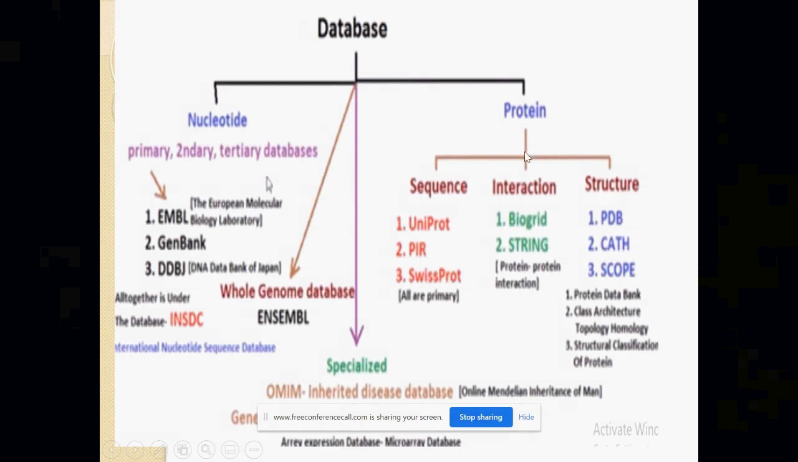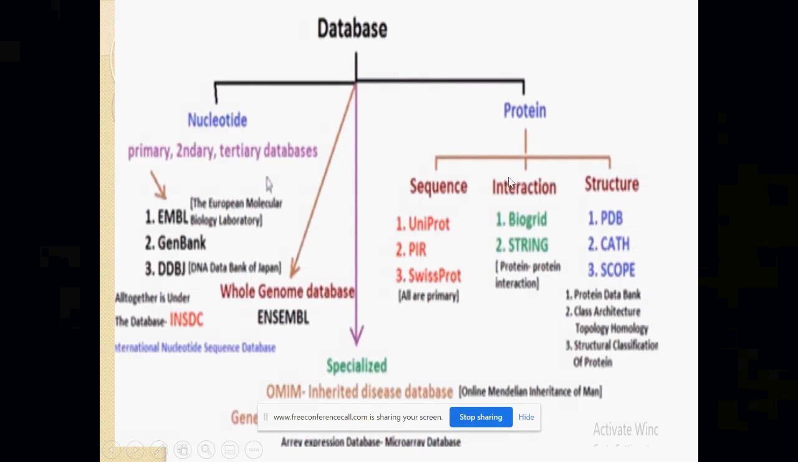And what happens in protein? In protein, there is sequence, there is interaction and there is structure. Sequence is stored by the UniProt database, PIR, which is the Protein Information Resource database, and the Swiss-Prot database. These are primary databases in protein.